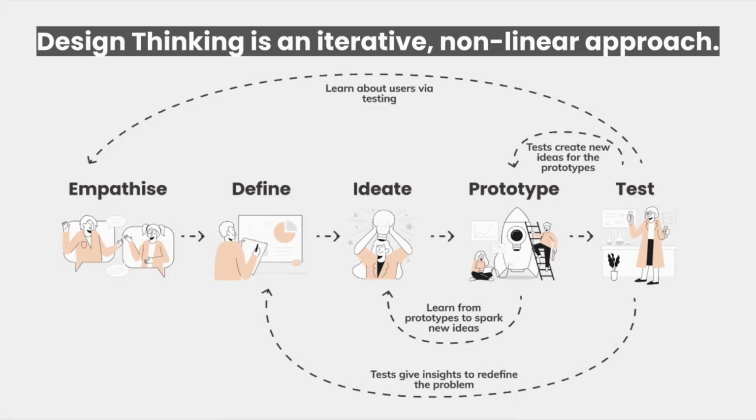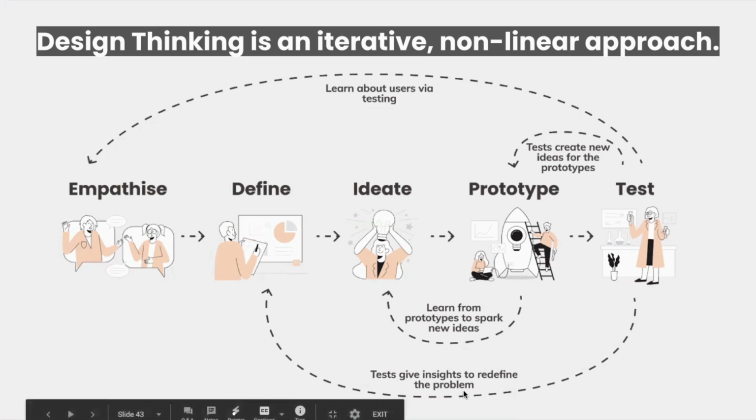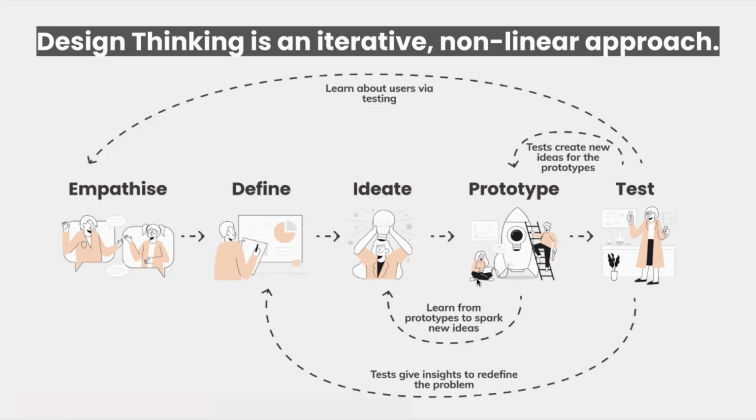it's an iterative, non-linear approach where you go from empathize to define to ideate, and then you go to prototype. And if you learn something from prototypes, you may go back to ideate to spark new ideas. But if not, you move on to testing. And testing can give insights to redefine the problem, so you may go back to defining the problem. It could also give you new ideas for the prototypes, and you could go back to the prototype stage. Or if you learn a lot about your users, and you will learn a lot about your users in the testing stage, you could also go back to empathizing with the users. So it's an iterative, non-linear approach. In the first iteration, it is a little linear because you would have to go through these 5 stages, but after that, it is very much non-linear.